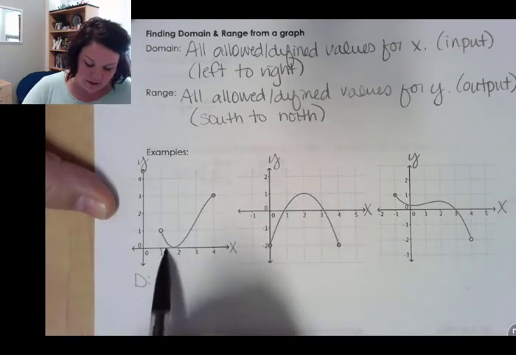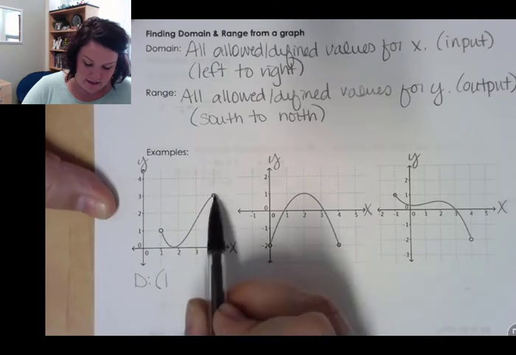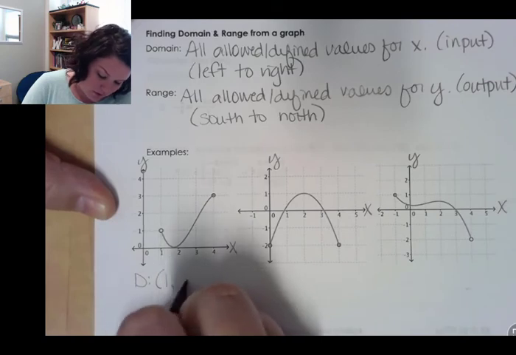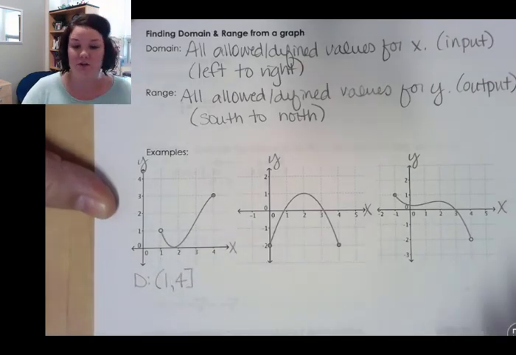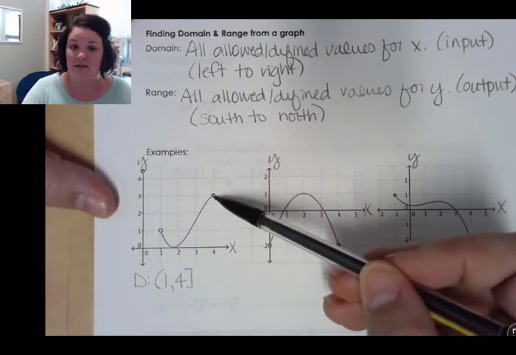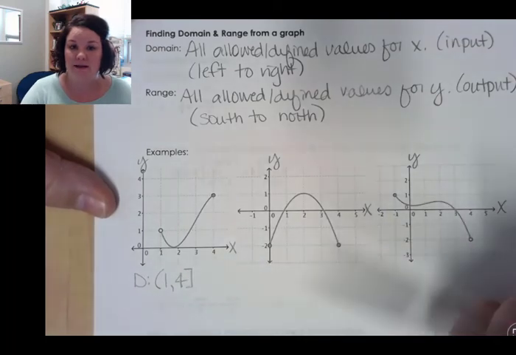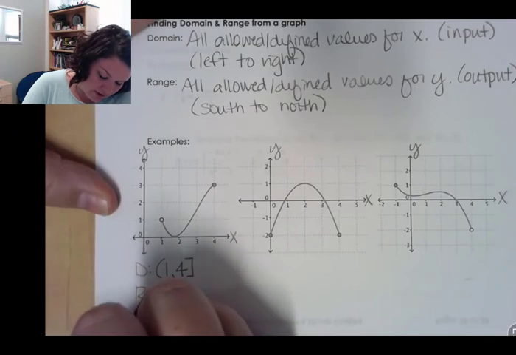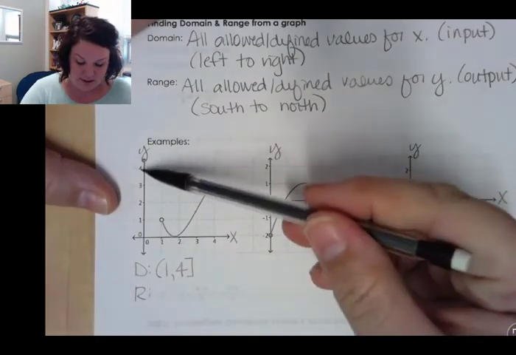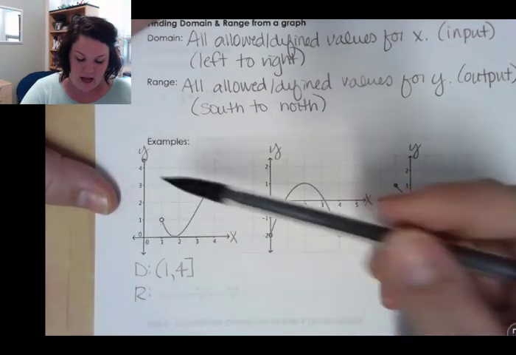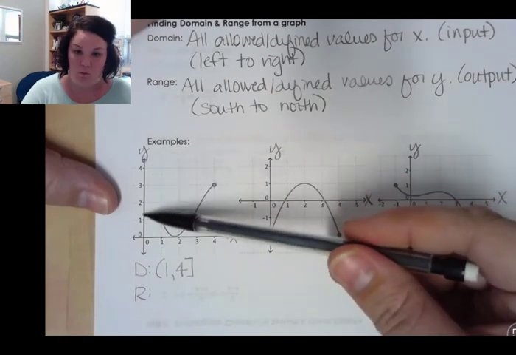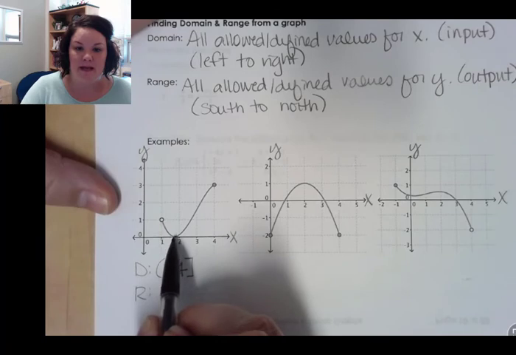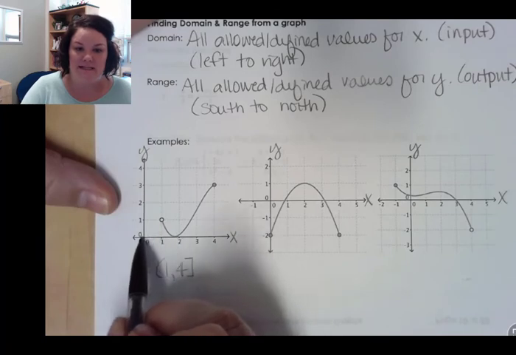So we're going to use a parenthesis to show it's not included at 1. And then we're going to trace along the x-axis. And notice my picture stops at x equals 4. So it's going to go over to 4, which is included because it has a solid dot. So we can use a bracket. Okay. And then let's look at our range. Our range is our y values. So I'm looking at my y-axis. How low does this picture go on my y-axis? Well, the lowest part of this picture is right here, right? And its y value there is 0.